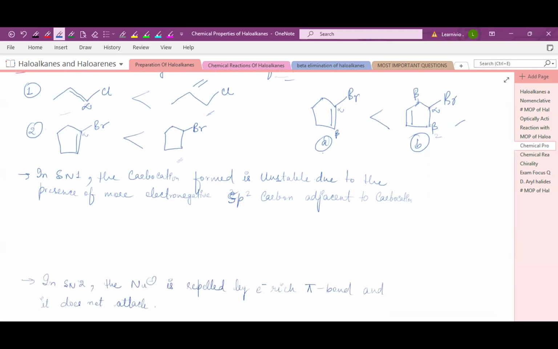Now, in SN1, the unimolecular nucleophilic substitution reaction, the carbocation formed is unstable. The carbocation which is formed is unstable due to the presence of the more electronegative sp2 carbon adjacent to the carbocation. This is quite interesting. Now, see what I said.